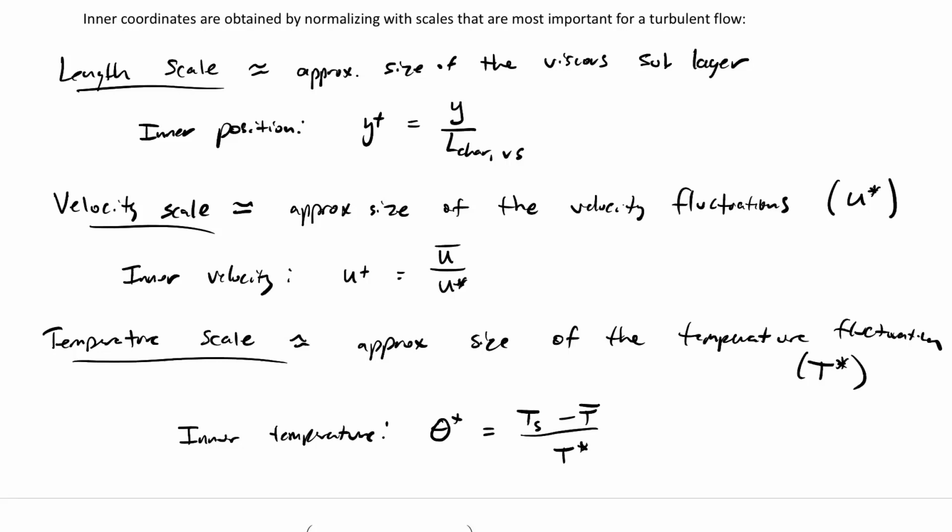All right, so we now have inner position, inner velocity, inner temperature. You're going to see these things cropping up, but you just have to keep in mind they're just representations of the position in the flow, or the velocity, or the temperature, with respect to something that we care about for turbulent flow, which is the characteristic or average viscous sublayer thickness and the fluctuation size. Okay. So our next job is to estimate how big these things are. How big is the viscous sublayer? How big are these velocity fluctuations?